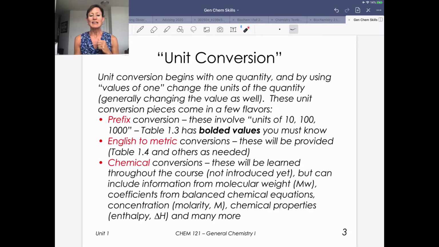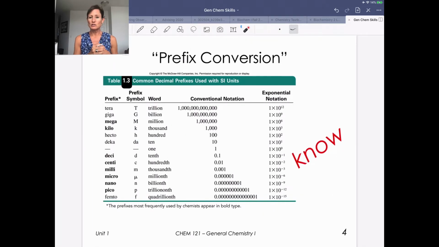So again, to highlight these different kinds of conversions that you'll need to use, prefix conversions. So this is a table that shows the different prefix conversions. These are things that you need to know, okay? These ones that are bolded here. So mega, kilo, and then these smaller ones down here, deci, centi, milli, micro, nano, and pico. So you want to be able to know those unit conversions. Again, we'll have lots of time to practice in class with using these, but these are ones that you need to know.